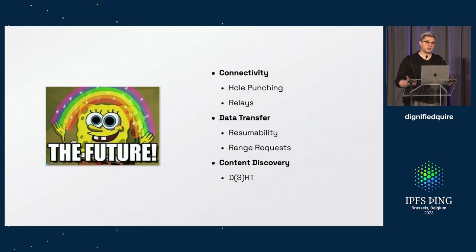And content discovery, I mentioned, is a hard problem. A lot of people are thinking about content discovery. We've been doing some research. We have a rough idea of what we want to do, but still need to actually implement that. There's a nice paper about distributed sloppy hash tables, which is kind of an extension of Kademlia.